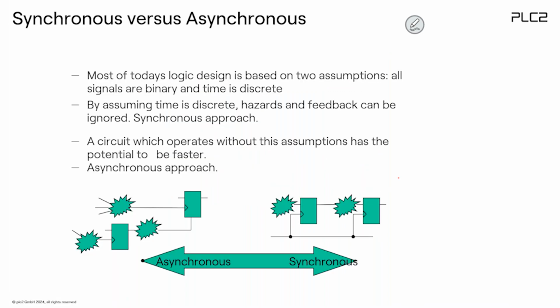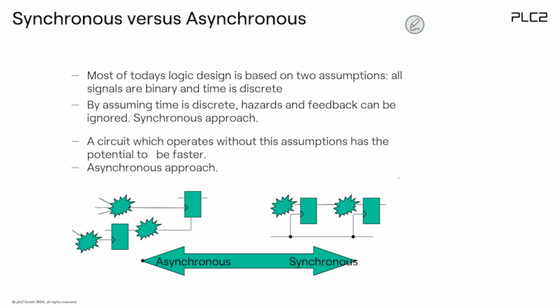Now let's start. First of all, today's logic design is based on two assumptions: all signals are binary and time is discrete. This means it's a digital world. And now we need to understand there are two possible solutions to do our design.